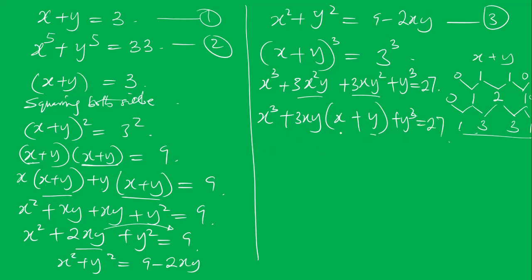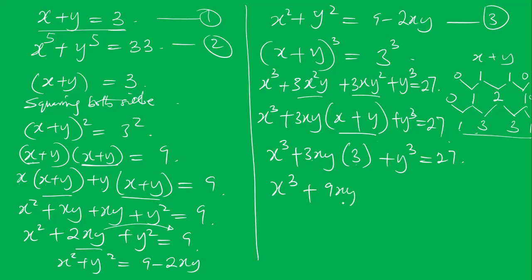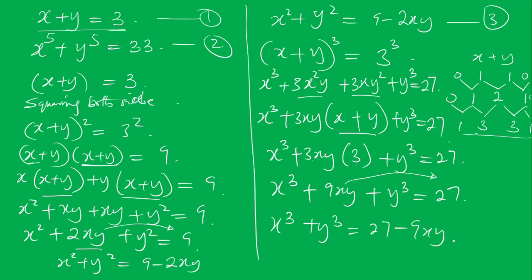Now we know that x plus y is 3. So substituting the value of x plus y equal to 3 into this equation, you have x cubed plus 3xy times 3 plus y cubed equal to 27. Then x cubed plus 3 times 3 is 9xy plus y cubed equal to 27. If you move 9xy to the other side, you have x cubed plus y cubed equal to 27 minus 9xy. There is a common factor here, so you can say 9 times (3 minus xy). Now this will be our equation 4.